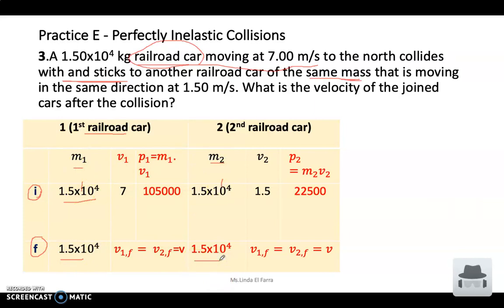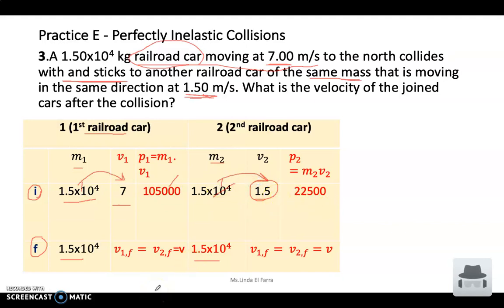Okay, before and after. Now, the second car is moving in the same direction at 1.5 meters per second. What is the velocity of both of them? The first car is moving with 7, so I put 7 here. The second car is moving with 1.5, which is this one. After I fill these values, I have to calculate the momentum, mass times velocity, for both cases.